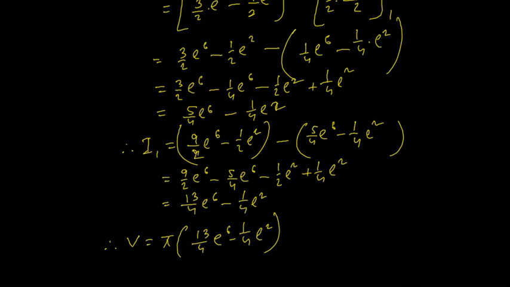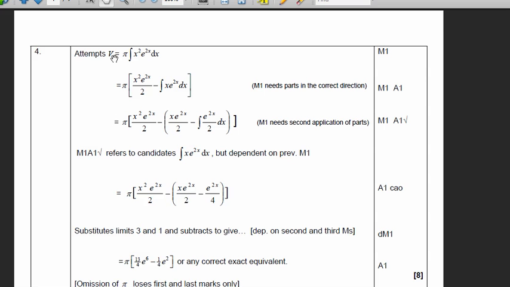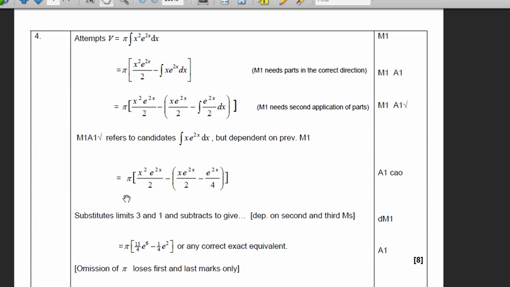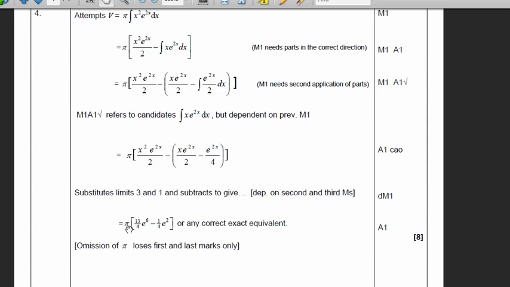So that's the answer. The mark scheme shows, first we write V equals pi like this, so M1, then we integrate by parts, 2 more marks, then we integrate by parts again. It's an 8 mark sum, and finally the answer that we got is, alright, we got it. If you lose this pi, you're going to lose 1 mark, remember that.